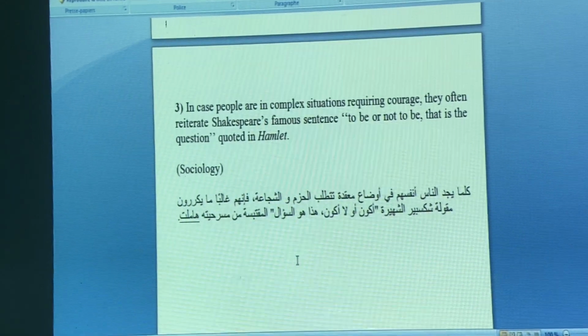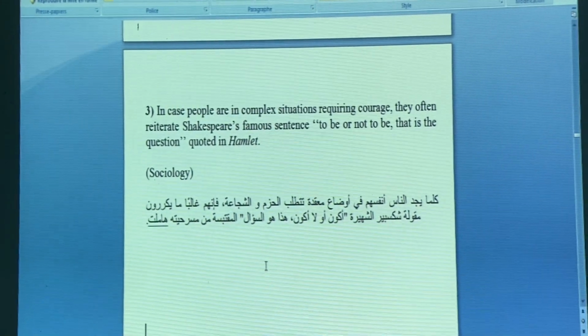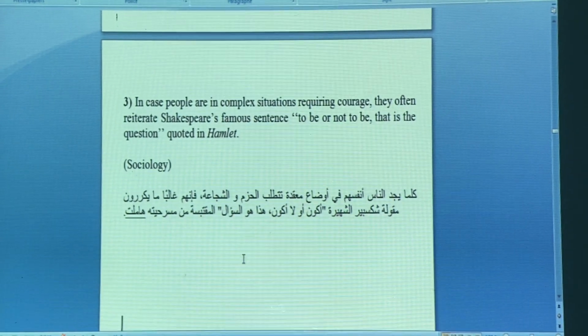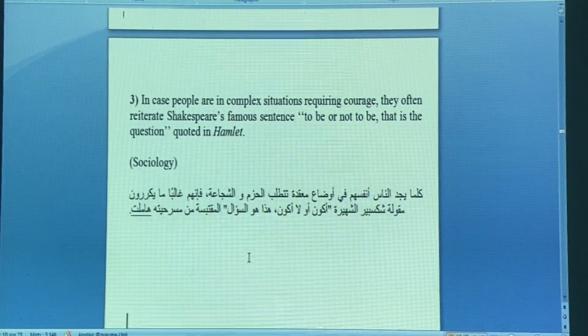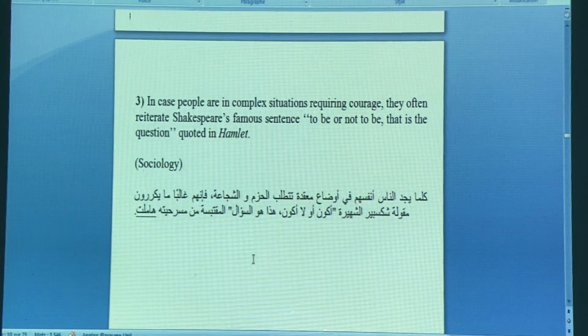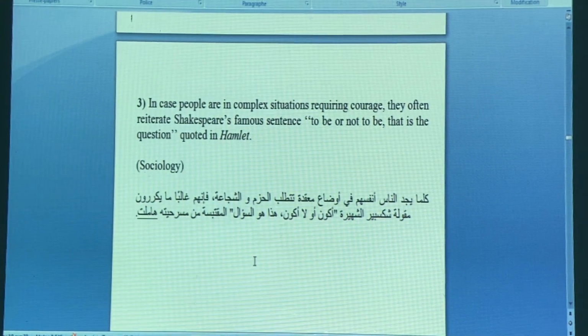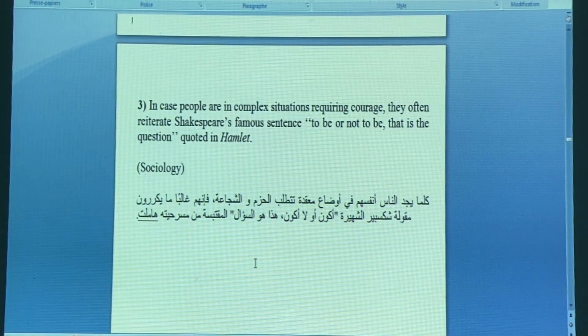In case people are in complex situations requiring courage, they often reiterate Shakespeare's famous sentence, to be or not to be, that is the question, quoted in Hamlet. So this is sociology, because though the quotation is taken from Shakespeare, the sentence has to do with people in difficult conditions.